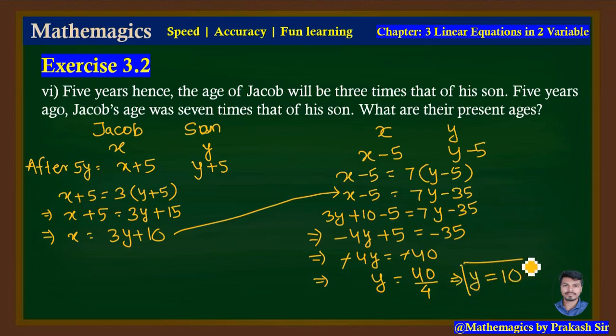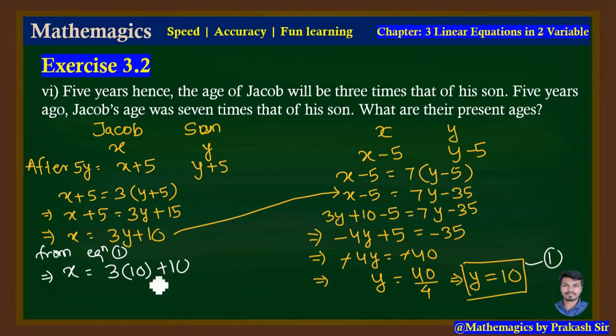So obviously here we got that y is equal to 10. Now this value we are going to put into equation number 1. From equation number 1 we can write x is equal to 3 into 10 plus 10. This implies that x is equal to 3 times 10 is 30, 30 plus 10 becomes 40. So we got x is equal to 40.